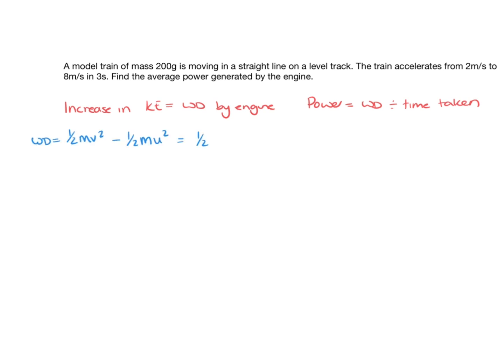Now, one thing we can notice about the mass in this question is that it's given in grams. So we do need to convert this to kilograms when we're using it in our formula. So we're actually going to have a mass of 0.2. Our final velocity was 8, so we've got 8 squared. And then we're going to do the same, but with the initial velocity of 2. So when we pop this into our calculator, we're going to get a work done of 6 joules.